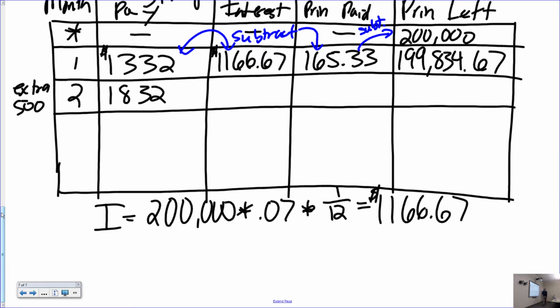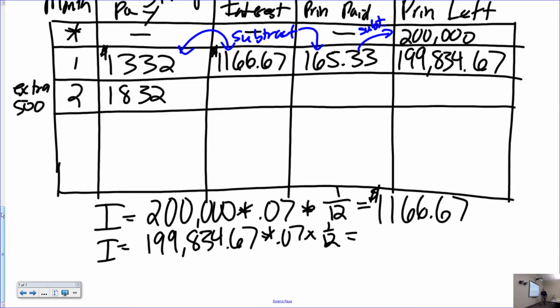All right, so that $1,832. What's it going to pay first? Interest. How do I find the interest? Wouldn't you take the 199,834.67? That's the whole point, right, folks? Every month that principal gets a little bit lower. And yeah, it looks like a paltry sum here at the beginning, but eventually it starts to pick up, right?